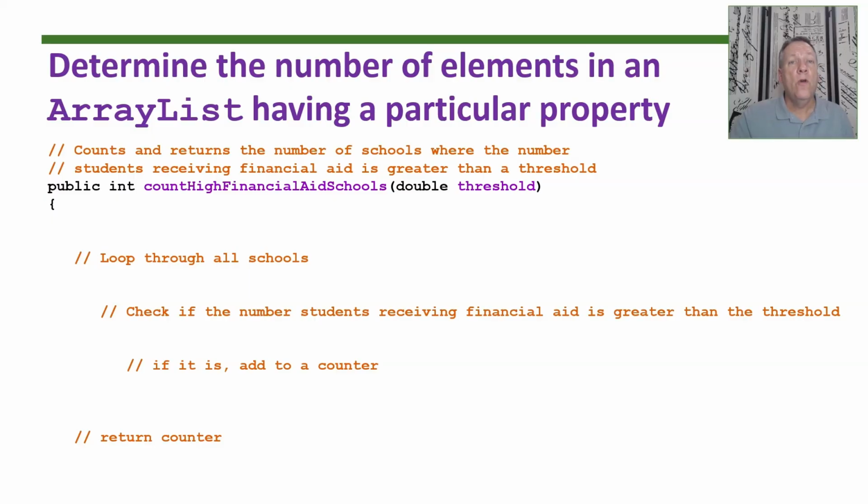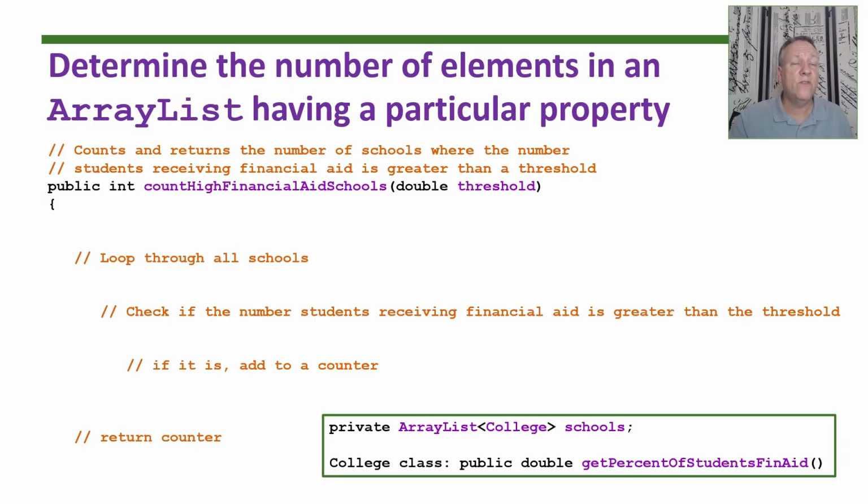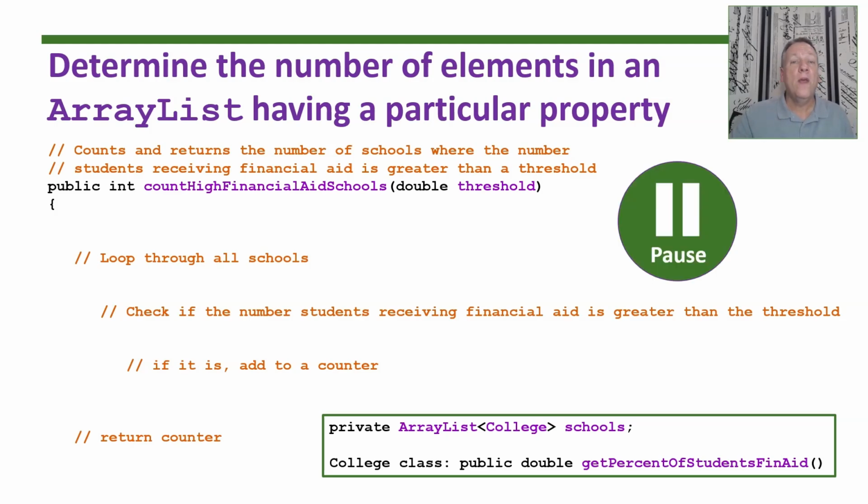All right, so let's take a shot at implementing this algorithm. Now, remember, we have an array list of colleges called schools. That's my private instance variable in this class. And in the college class, we have a method called get percent of students financial aid. That tells us what the percentage of students at that particular institution receive financial aid, and that'll come in handy for this algorithm. So if you want to hit pause here and go ahead and attempt this algorithm yourself, we'll come back and look at the code together.